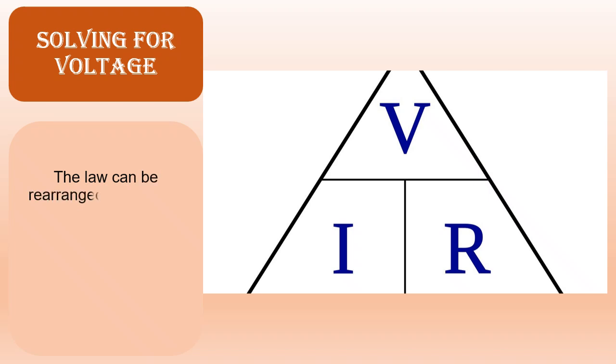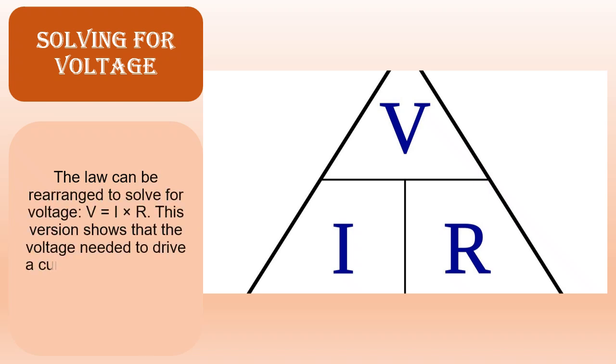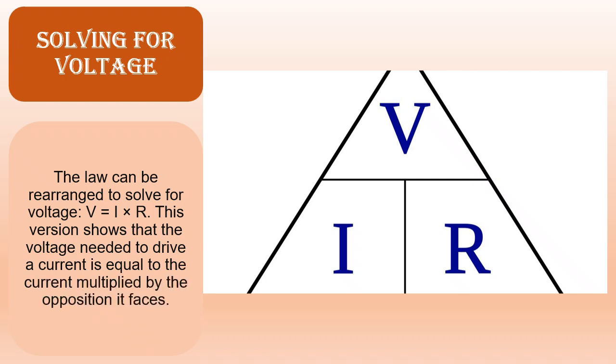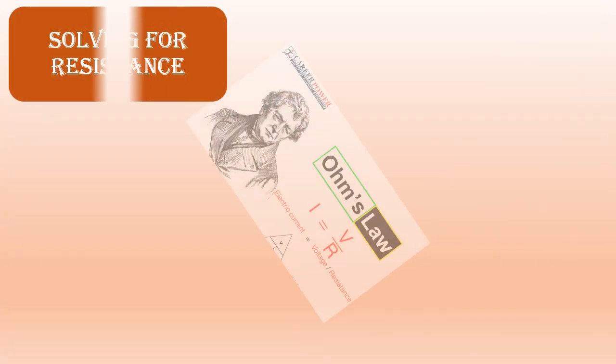Solving for voltage. The law can be rearranged to solve for voltage. V is equal to I times R. This version shows that the voltage needed to drive a current is equal to the current multiplied by the opposition it faces.